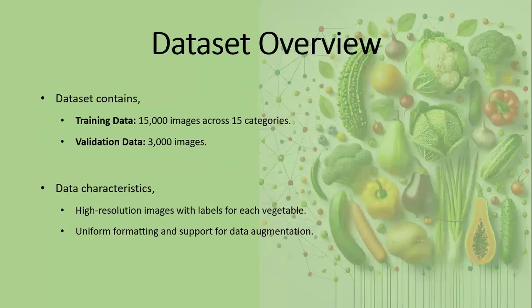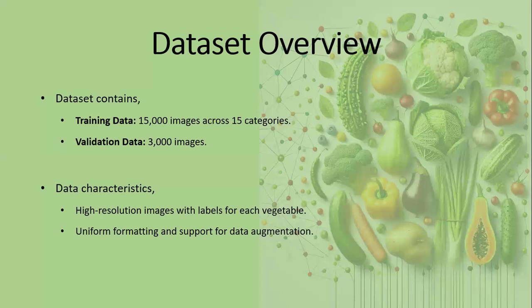When it comes to the dataset overview, the dataset contains training data of 15,000 images across 15 categories, and 300 images for validation data. The dataset plays a pivotal role in achieving the desired classification accuracy, and it can be easily preprocessed to meet the input requirements of the CNN model. This ensures the data is uniformly formatted, essential for efficient training.